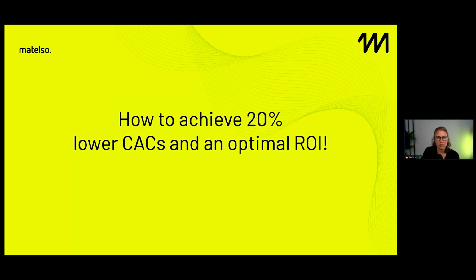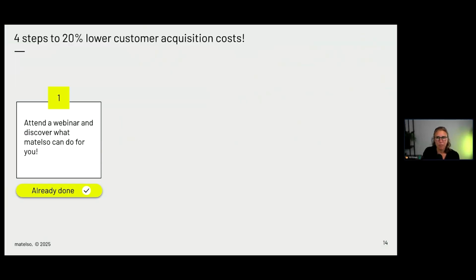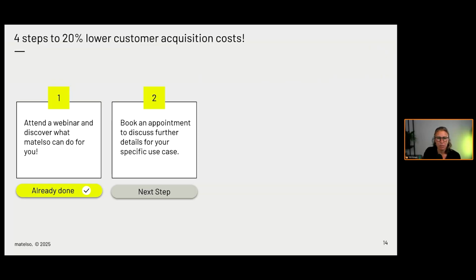So you can ask yourself, how can I achieve this 20% lower CAC and stronger ROI? Well, basically, you've already taken the first step by joining the webinar today and finding out a little bit more of how matelso can help you achieve this. The next step is to book a meeting with myself.